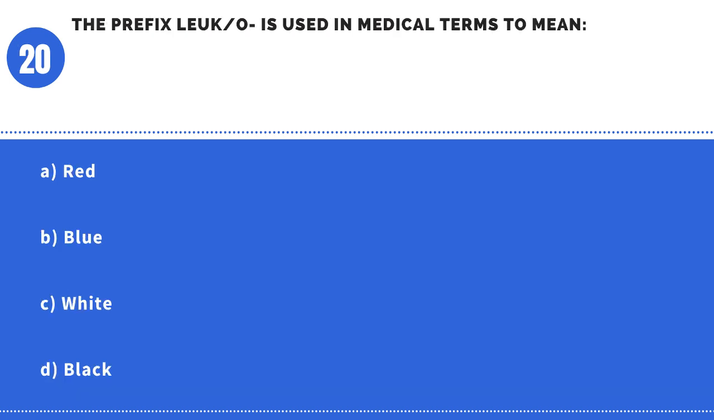Question 20. The prefix leuk/o is used in medical terms to mean: A. Red, B. Blue, C. White, D. Black.